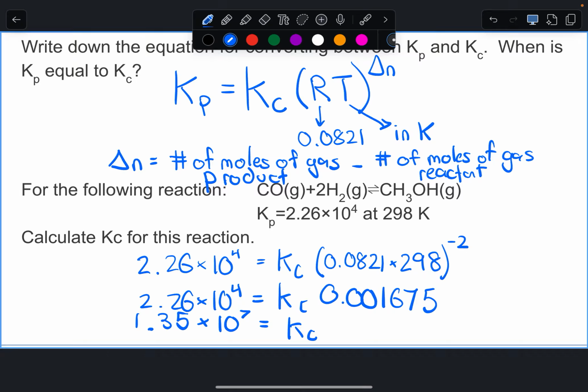Okay, so double check that you did that math right, just so you know how to plug into this equation. It shouldn't be too complicated as long as you're manipulating the equation correctly.